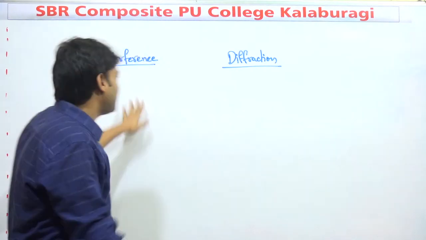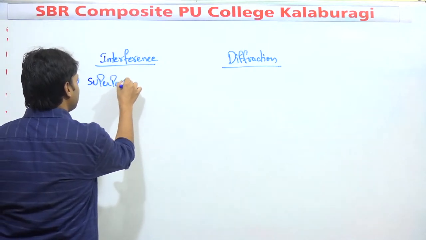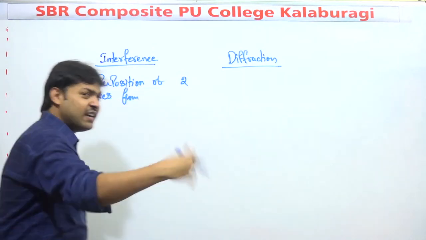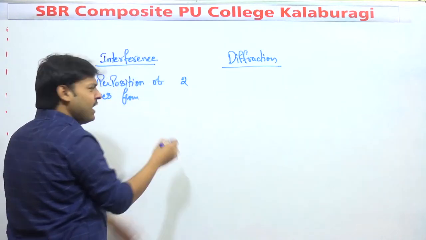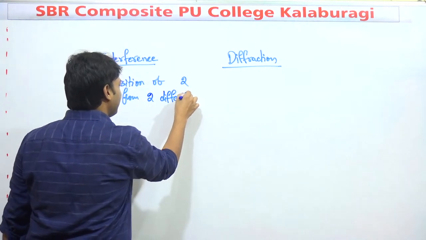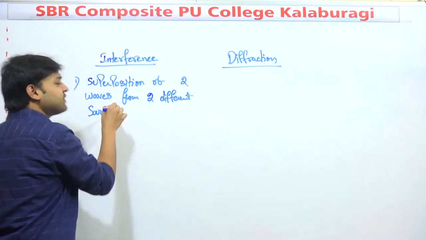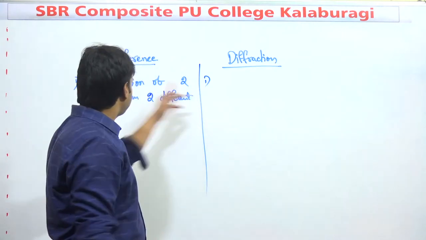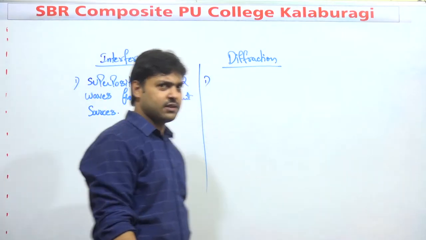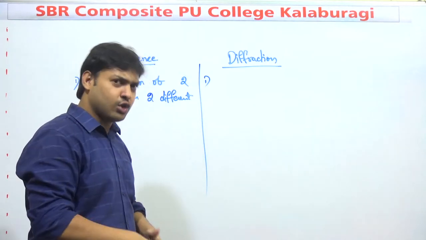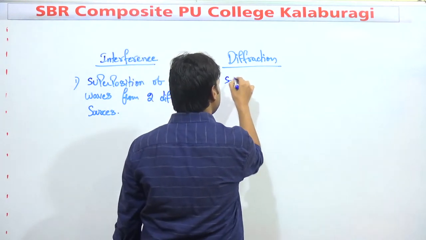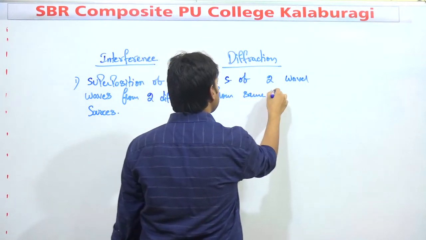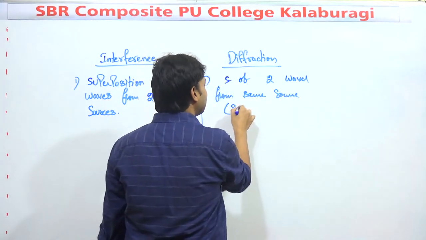Interference is nothing but the superposition of two waves from two different coherent sources. What type of sources? Coherent sources, we know that. So what do you mean by diffraction? Diffraction is the superposition of two waves from the same source. Same source, how is it possible? We call them secondary wavelets.